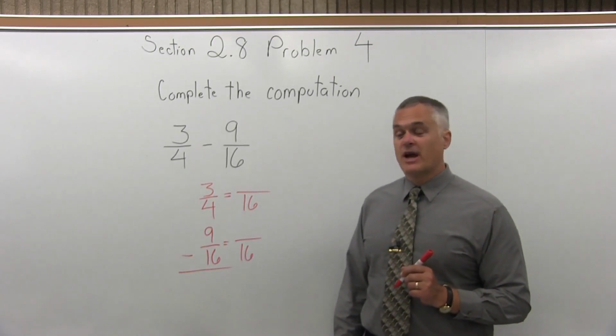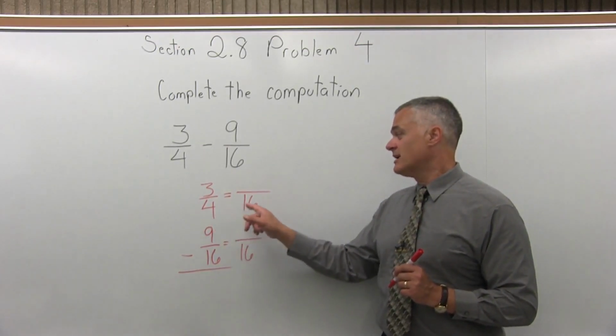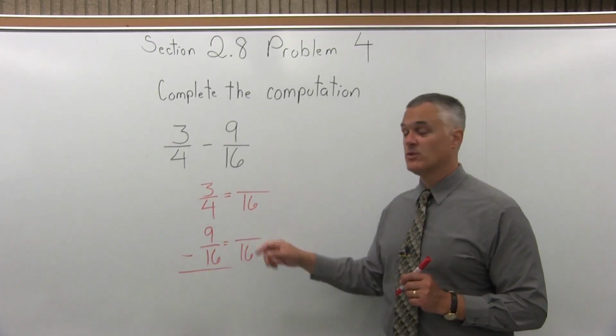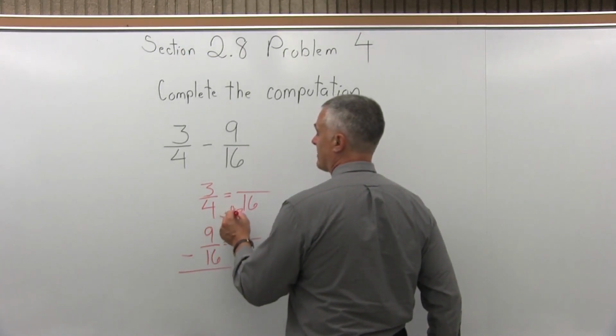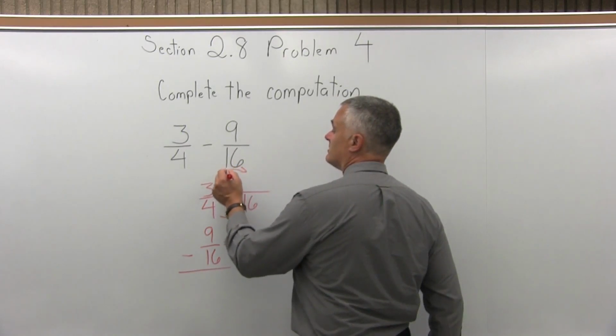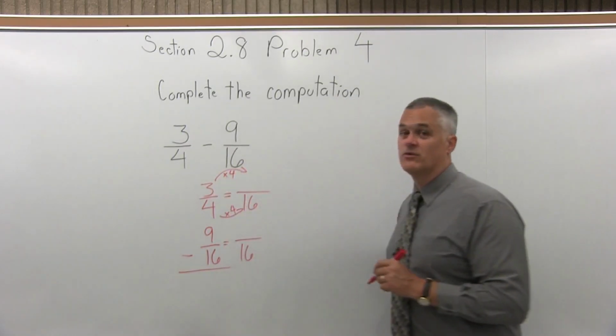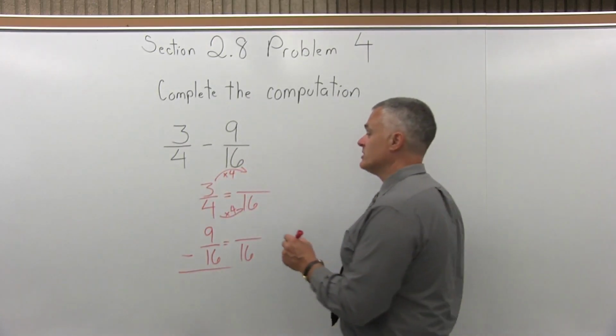So for the top fraction, some value times 4 turns it into a 16. Well, that's times 4. 4 times 4 is 16. So the numerator of 3 must be multiplied times the same value of 4. 3 times 4 is 12.